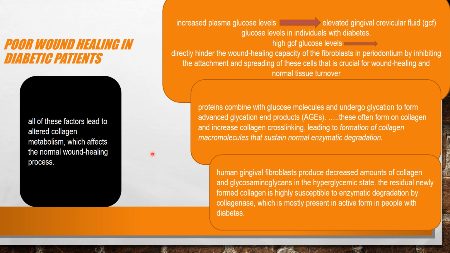So these are the three factors responsible for poor wound healing. The first one is fibroblast activity, in the attachment and spreading of cells. Second, by the formation of AGEs, cross-linking of collagen will happen, so normal enzymatic degradation will not happen and collagen renewal will not happen. The third one is that in the hyperglycemic phase, the fibroblasts will produce decreased amounts of collagen, and the limited amount of collagen formed will be highly susceptible to enzymatic degradation by collagenase, which is in active form in people with diabetes.